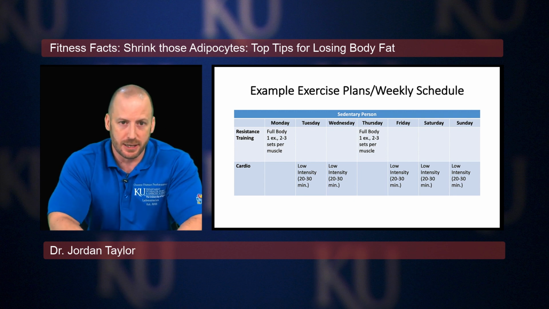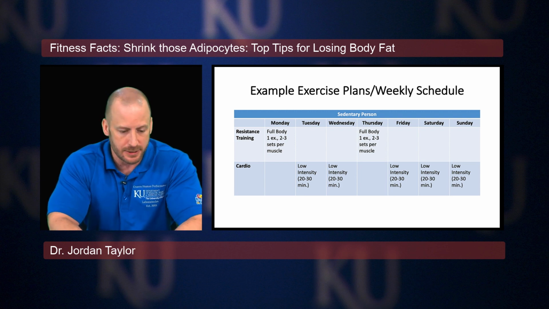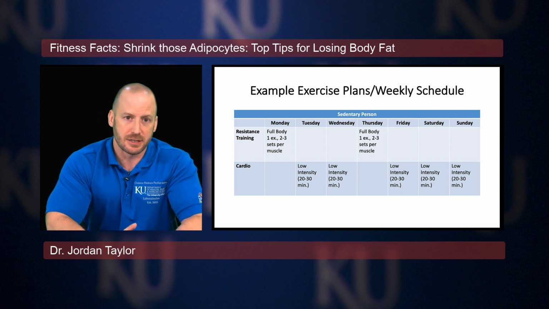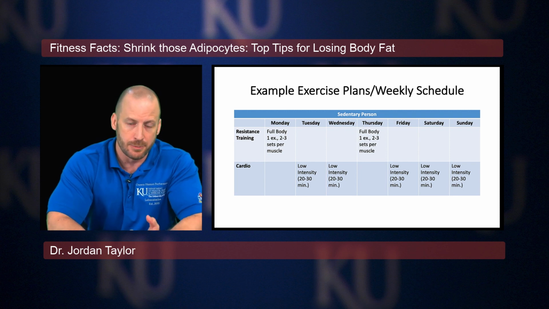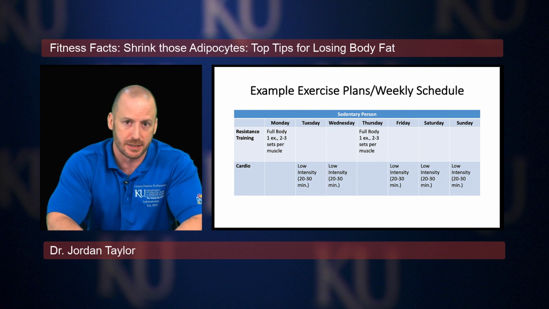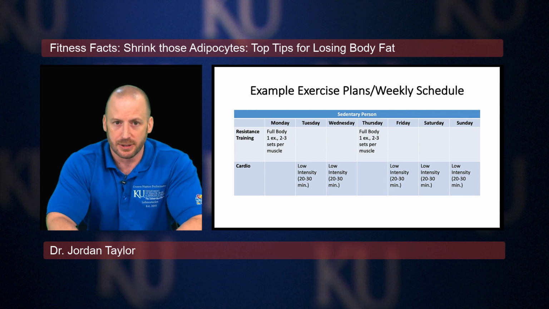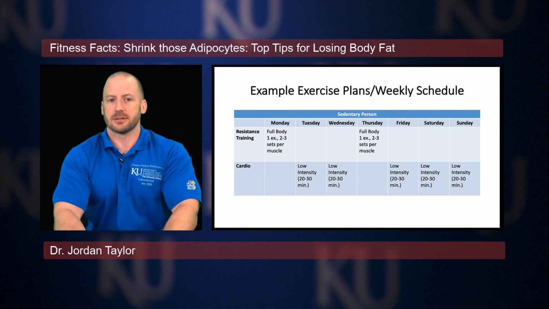So we're just going to select one exercise for each muscle group and do 2 to 3 sets per muscle group. So full body on Monday, they're going to do an exercise for the chest, an exercise for the upper back muscles, exercise for the biceps, triceps, and exercise for the legs and the abs. Just 2 or 3 sets, though, for each muscle group.